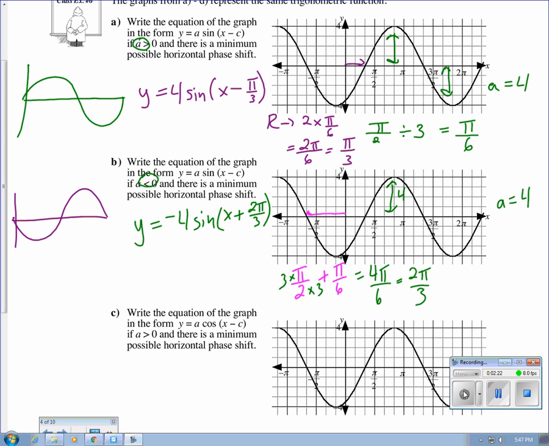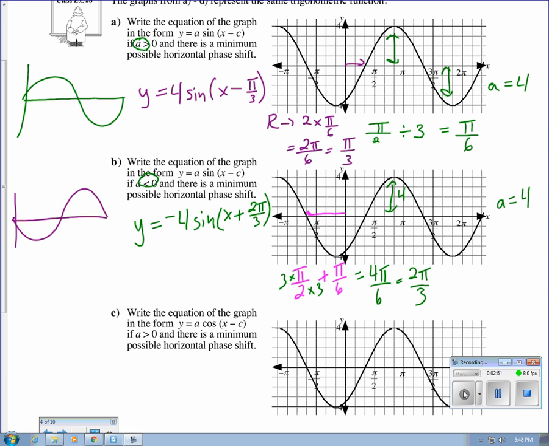I calculated the shift towards the left that occurred. It was pi over 2 plus pi over 6. I needed to find the common denominator, which was 6, multiplied by 3 in the denominator of pi over 2. Did that to the top. So now you have 3 pi over 6 plus pi over 6 is 4 pi over 6, which can be simplified to 2 pi over 3.